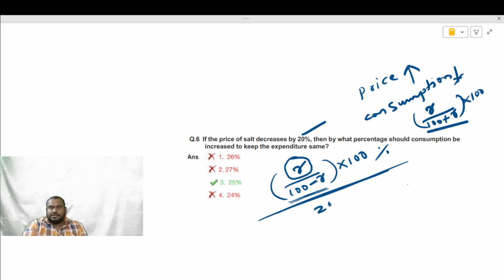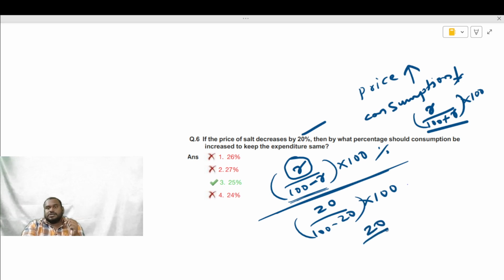Now 20 by 100 minus 20 into 100. These two are very important concepts, because if we solve it the normal method, it takes so much time. So you have to remember this type of standard, regularly coming questions. So 25% is the answer.